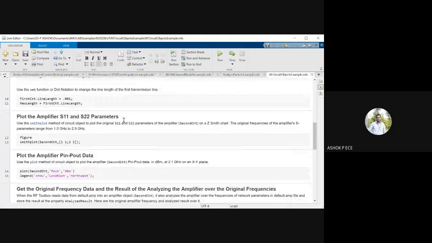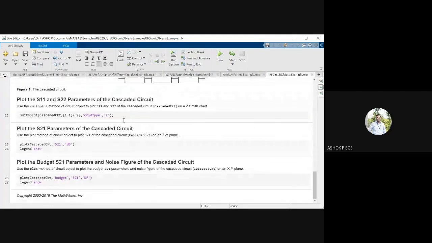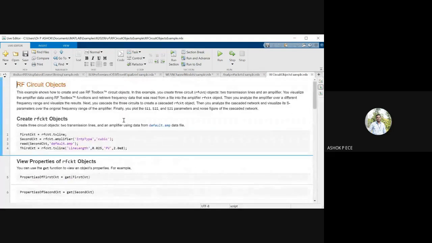Next, we are going to see how to create a cascaded object and how to draw the S parameters for an RF object. This is going to be completely in high frequency, because we are going to plot the S parameters.